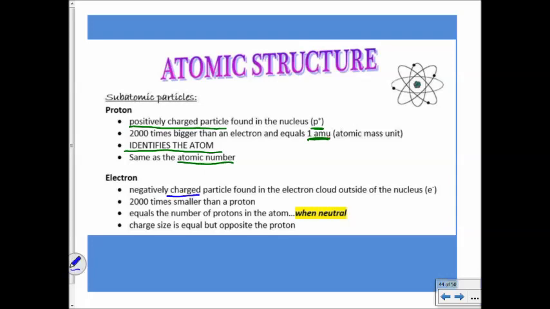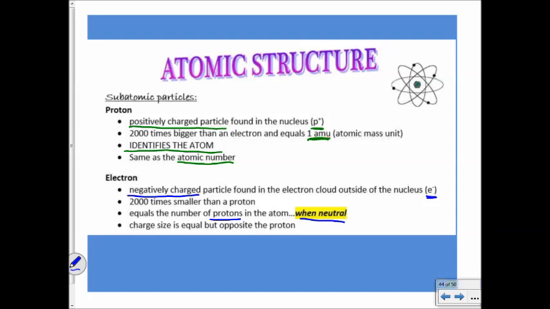Electrons are negatively charged. We abbreviate them with the E minus. They're very small. Like I said, the mass is basically 0 or negligible. And it equals the protons if we're neutral. It has a +5 and a -5. Guess what? That adds up to 0. Or a +10 and a -10 adds up to 0.